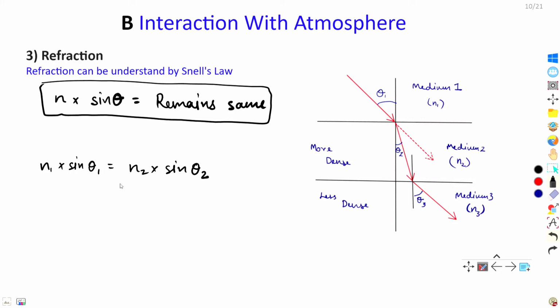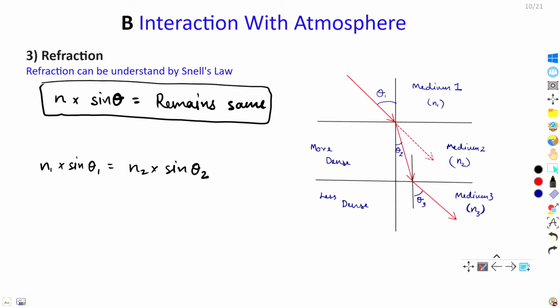Also from this law we can say that in a more dense medium, bending will occur towards the normal. In a less dense medium, bending will occur away from the normal. So this is about refraction.